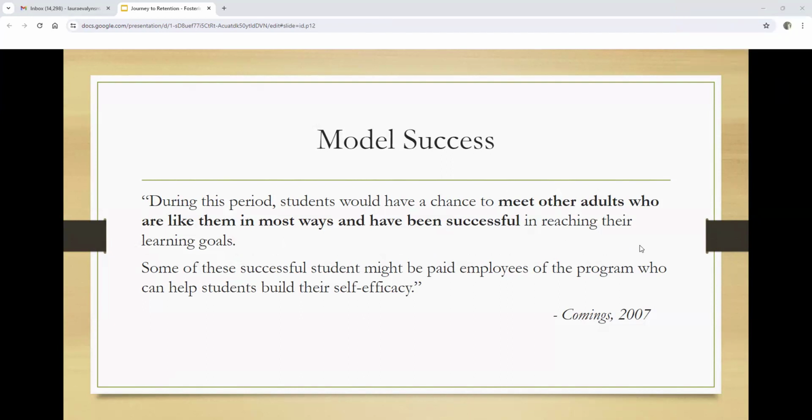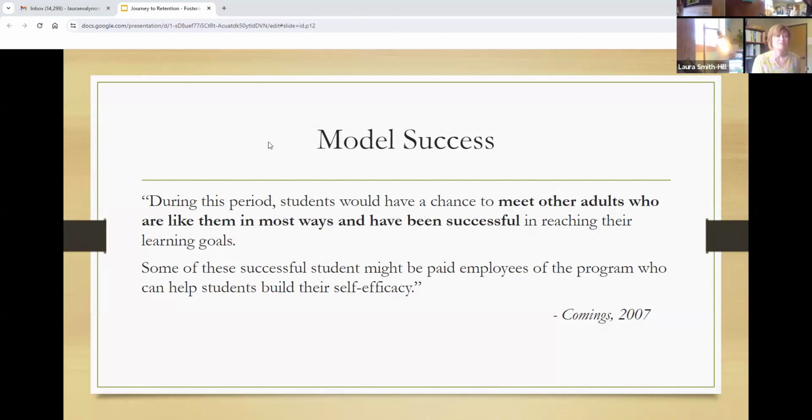Oh, I can read. During this period, students would have a chance to meet other adults who are like them in most ways and have been successful in reaching their learning goals. Some of these successful students might be paid employees of the program who can help students build their self-efficacy. Beautiful articulation. Thank you so much, Naoko. Thank you.